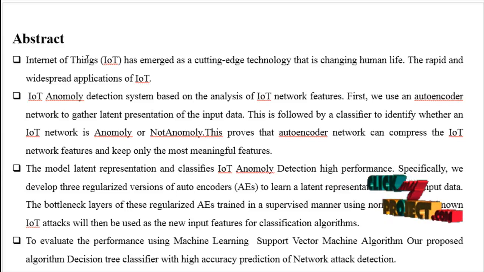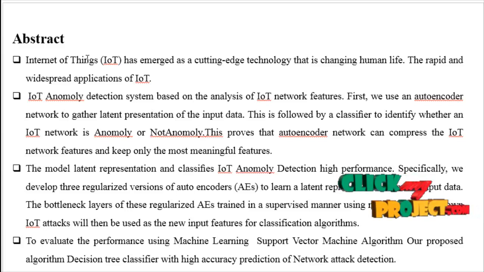First, we use an autoencoder network to gather a latent representation of the input data. This is followed by a classifier to identify whether an IoT network is anomaly or not anomaly. This proves that the autoencoder network can compress the IoT network features and keep only the most meaningful features. The model learns the latent representation and classifies IoT anomaly detection with high performance.